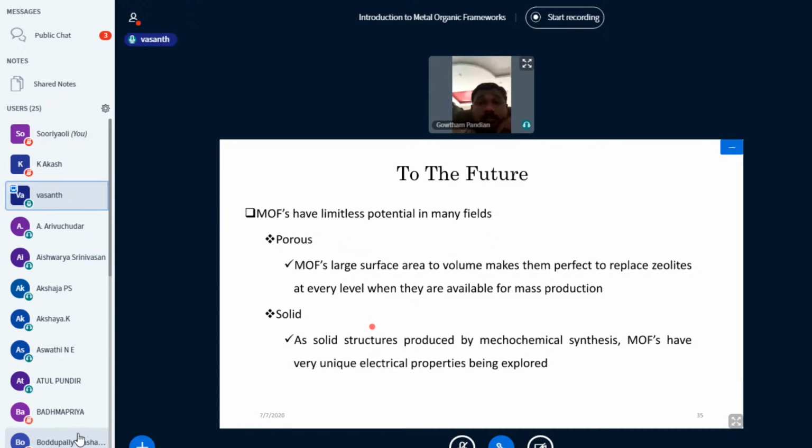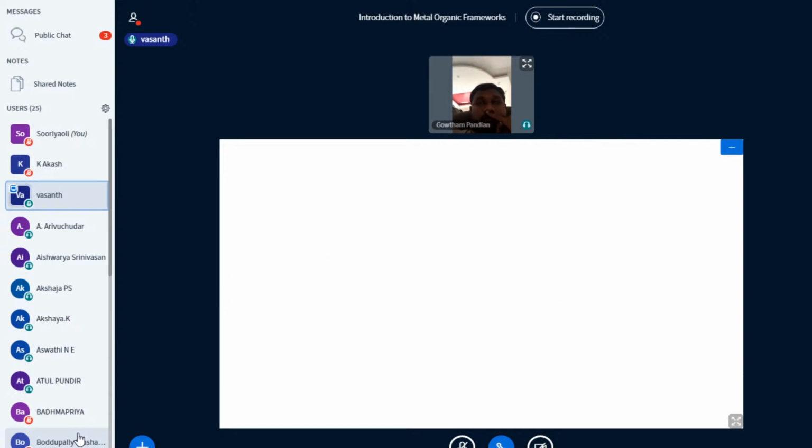Like, it has high surface area. It can be used in biomedical applications. It can be used for electrocatalytic applications. And for solids also, it can be synthesized by solvochemical methods. And these solvochemical methods have to be improved so that the activity and the stability of the molecules are very high. So it has very unique electrical properties which are still to be explored.